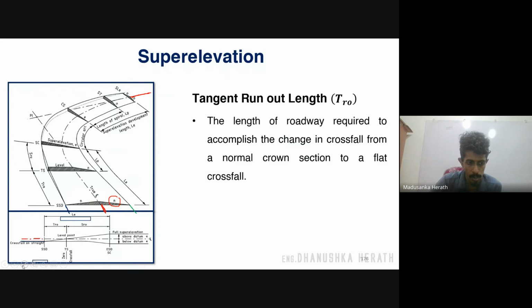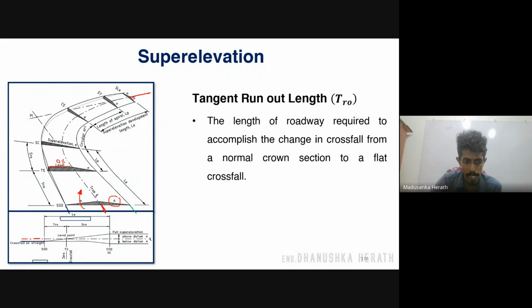Right, then from this point onwards, the super elevation will start. This pavement will rotate like this, in this direction, and we take it to zero level. The minus 2.5 that was there, we now bring it to 0%. Right, that is the first case.